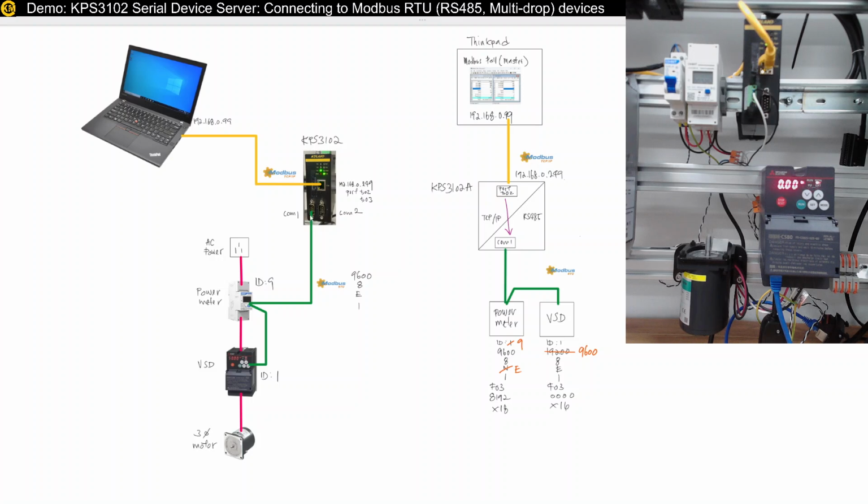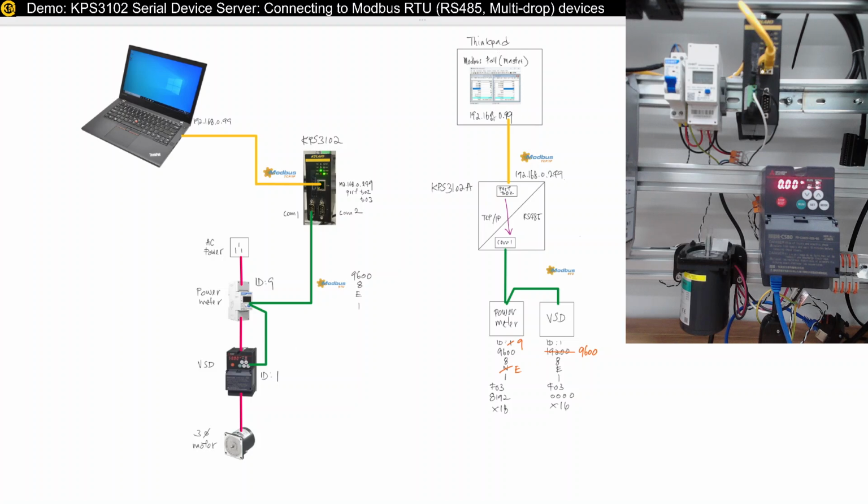There's one master and multiple slaves. For this case, I only have two slaves. For the Modbus ID, the variable speed drive is defined as 1 and the power meter is defined as 9. This is the drawing of how it's physically connected, and this is how the schematic looks.